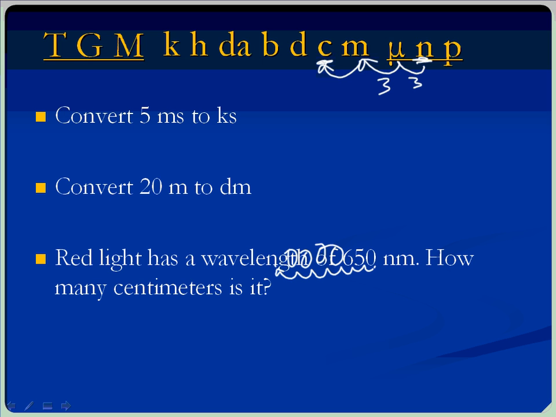0.0000. And I should rewrite that since it looks kind of confusing. So I'm going to write 0.00065 centimeters. That's the wavelength of red light.